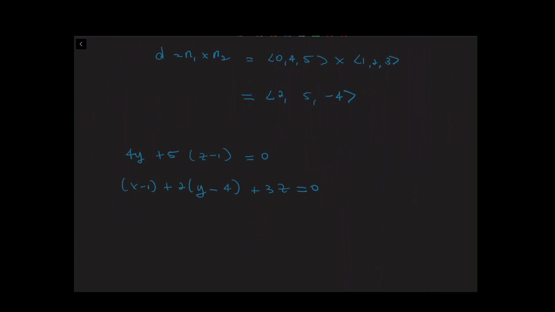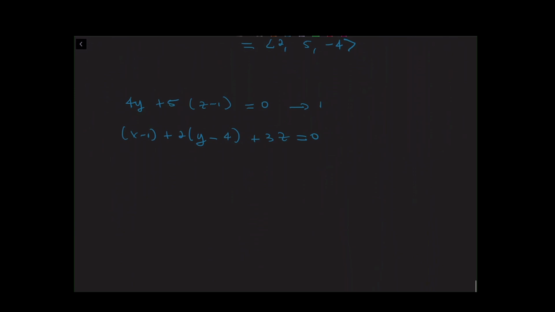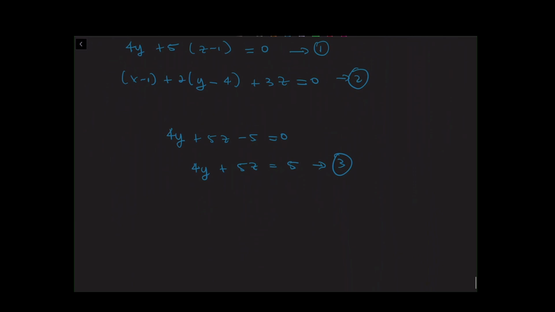So from the first one, I'm seeing that, let's simplify. I have 4y plus 5z minus 5 is equal to 0. So that means that 4y plus 5z is equal to 5. Let's call this equation 3. I'm going to leave all the unknowns on one side and take all the constants and throw them on the next side.